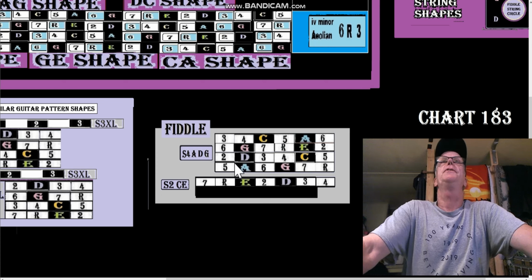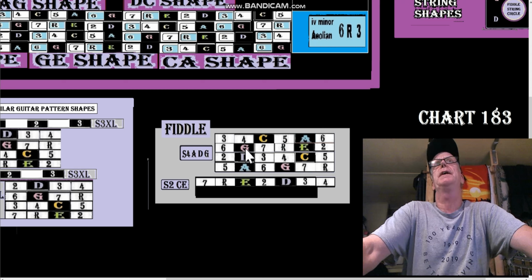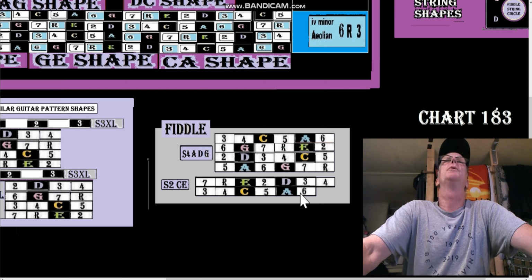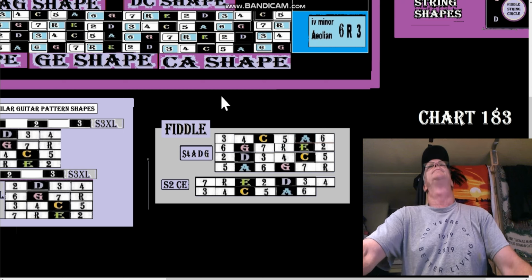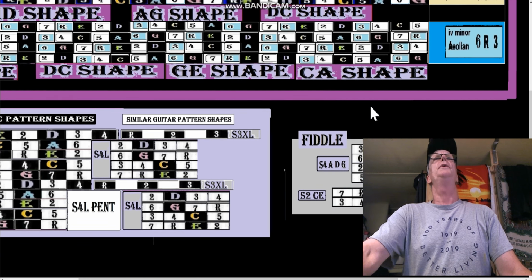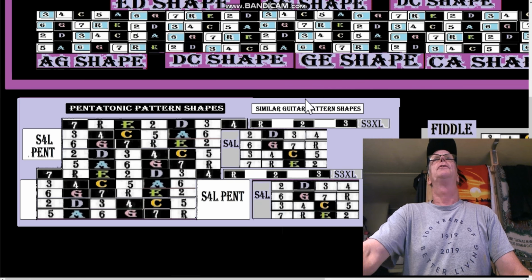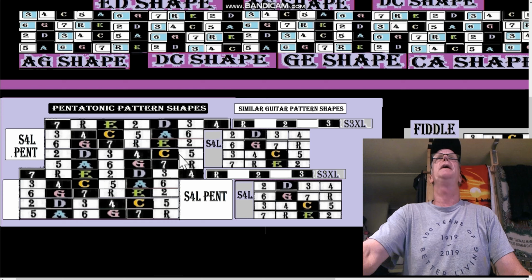So this is the fiddle pattern. I call this one ADG because it's ADG there. This is the E pattern, and if you group that with the C underneath, you could call it a CE pattern. But really, we're going to find out more about these, and you'll see how easy this is. Just follow along.